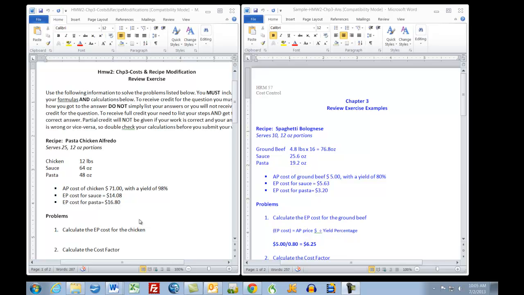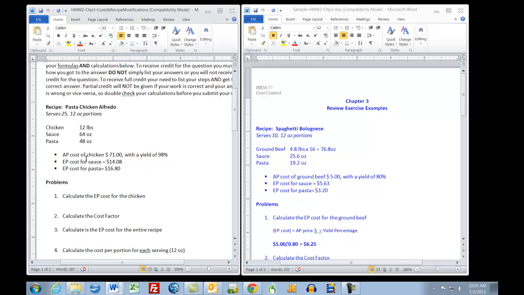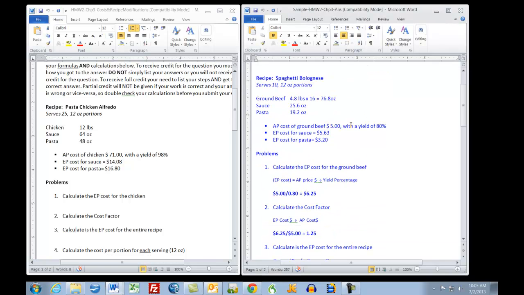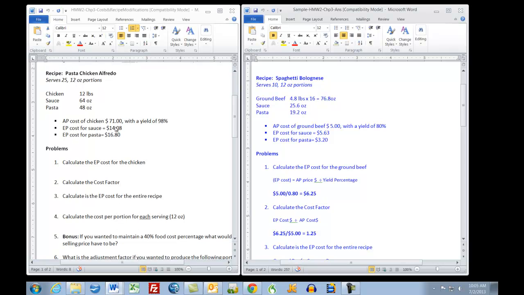Okay, so let's get started with how to solve some of the problems that you have for homework number 2. Now you'll notice that for homework number 2 I provided you with the actual problems or the assignment itself, which is the one on the left side of my screen, and it's got the data and some of the questions that you basically need to answer. And on the right side of my screen you will notice that I've got the review exercise examples, and they're pretty much similar to the problem that you need to solve.